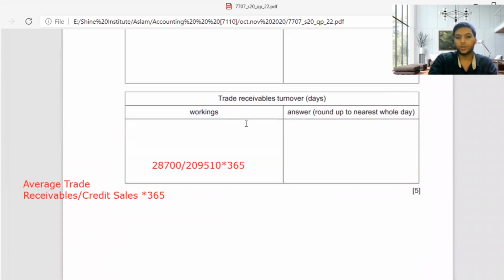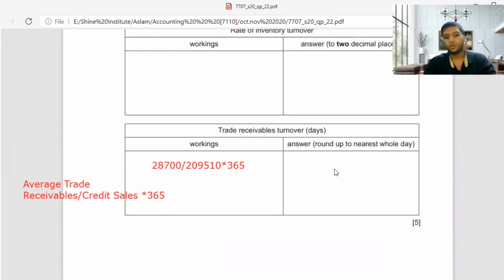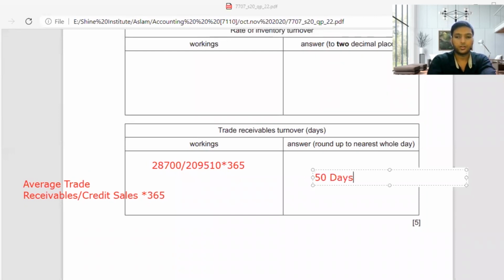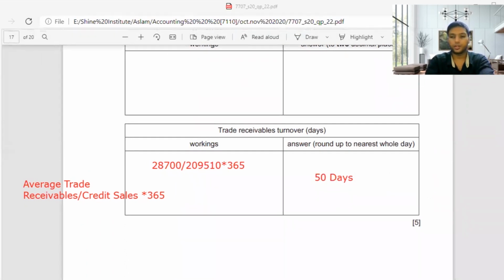So 28,700 divided by 209,510 into 365. If I do this calculation, how much will I get? I'll just check it, guys. I got 50 days exactly. So I'll write here 50 days. Okay, so this is how you calculate. Write the formula, guys. You will get a mark for this. So that's all when it comes to this 5-mark adjustment. Let's move on to the next part of the sum.